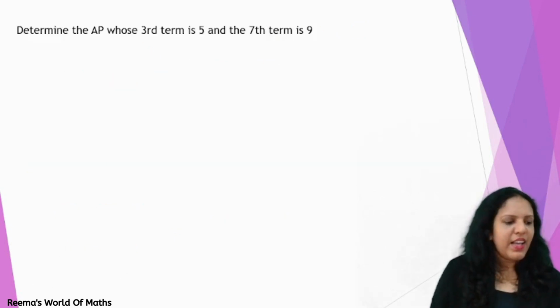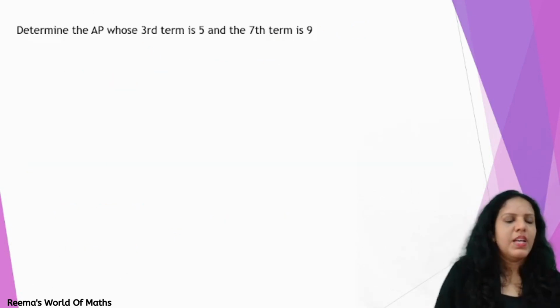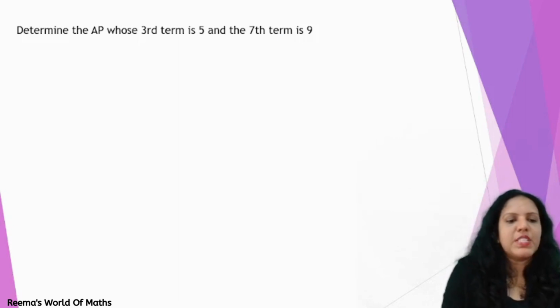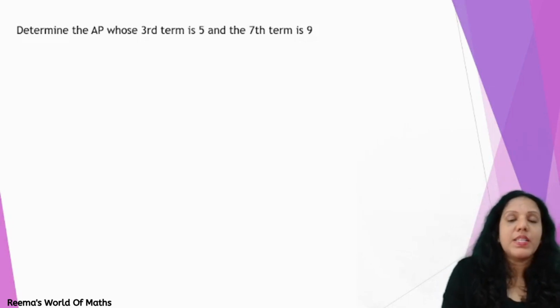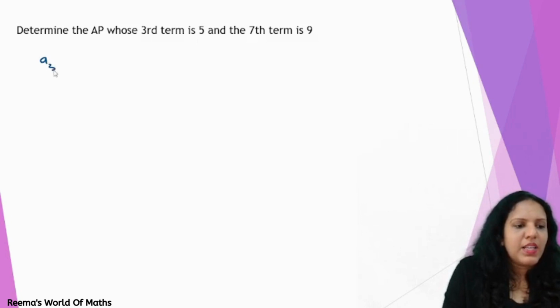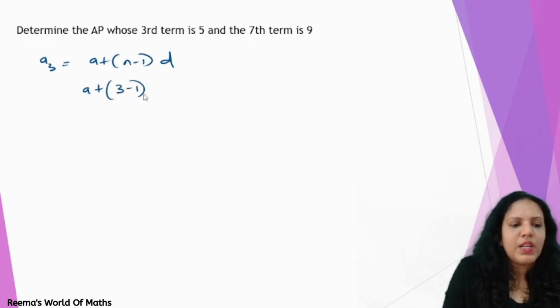Let's see another question. Determine the AP whose third term is 5 and seventh term is 9. So we need to find the arithmetic progression, but we have only been given the third term and seventh term. We know the third term, A3, is equal to a plus n minus 1 into d. So that will be a plus 3 minus 1 into d equals 5, correct?